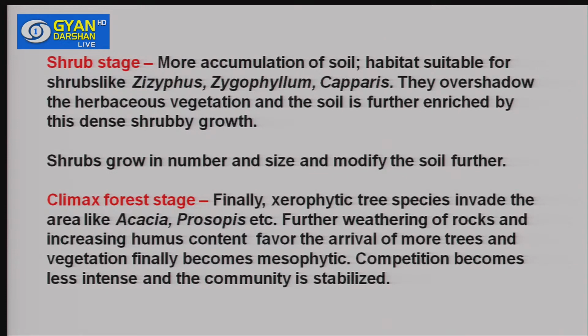Later, in the next stage you have the shrub stage, that is more accumulation of soil. The habitat becomes suitable for certain shrubs. If you have gone to a desert, you must have seen that there are certain species which dominate, like Ziziphus. This is a very predominant species in a desert. They overshadow the herbaceous vegetation because shrubs are taller, so they will offer shade, and therefore the herbaceous vegetation will try to disappear. This kind of pattern is the same as you have seen in case of a Hydrosere. And finally again, you will have a climax forest stage.